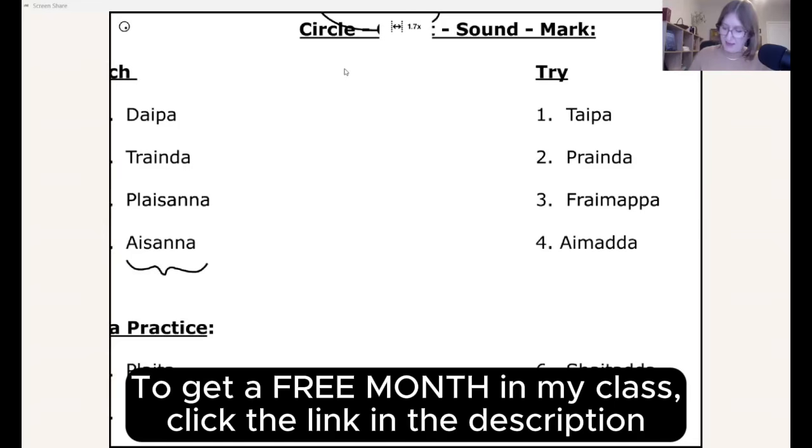All right, so AI is our new reading hack for the day. It says A. This A is going to say ah, make its short sound because of the tap 2 rule. There are 2 consonants after it. A at the end says uh. Our sounds are A, S, A, N, A. Asana. How about this one? Try it.